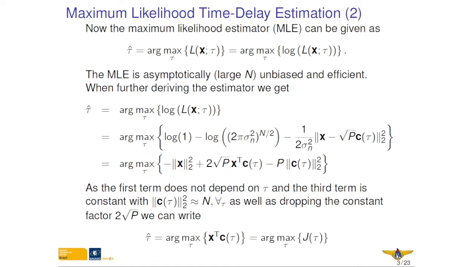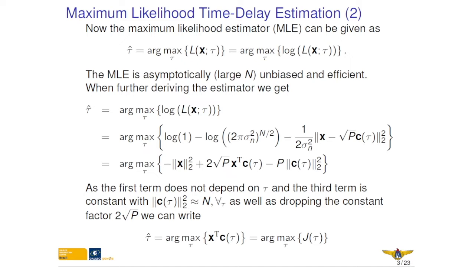We can also call this cross correlation function a cost function, J of tau, and we're maximizing now this J of tau. In practice, this is how you can implement this maximum likelihood estimator with an iterative process, and this can result in what's called the delay locked loop.